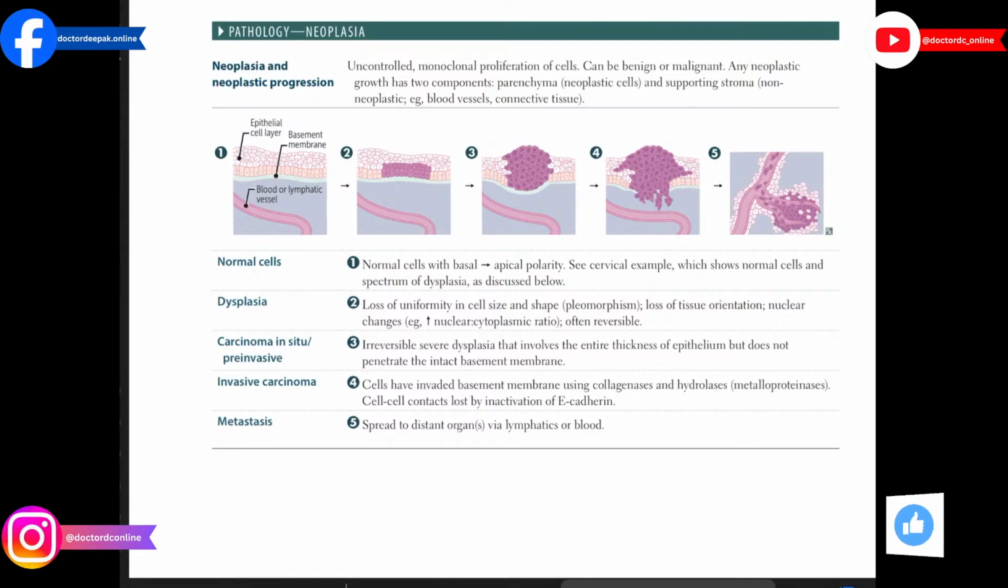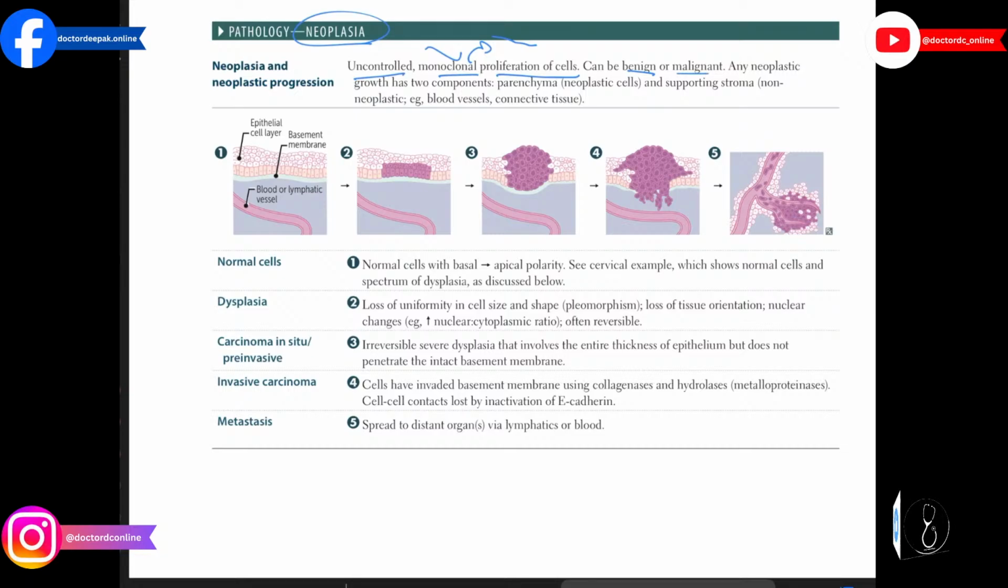Hello, today we are going to have a new topic and a new chapter of neoplasia, and our first topic is neoplasia. What is neoplasia? Neoplasia is an uncontrolled monoclonal proliferation of cells. What is monoclonal? Monoclonal means produced by or composed of cells derived from a single cell. A single cell proliferates into different cells, and abnormal uncontrolled growth is neoplasia, which can be benign or malignant.